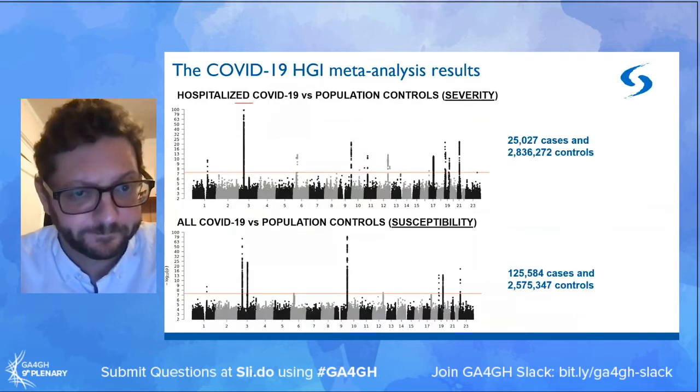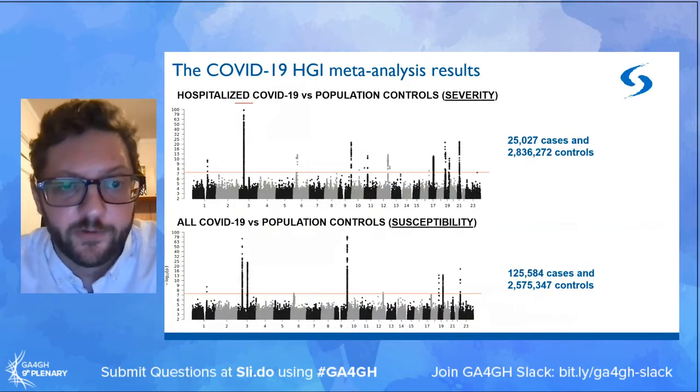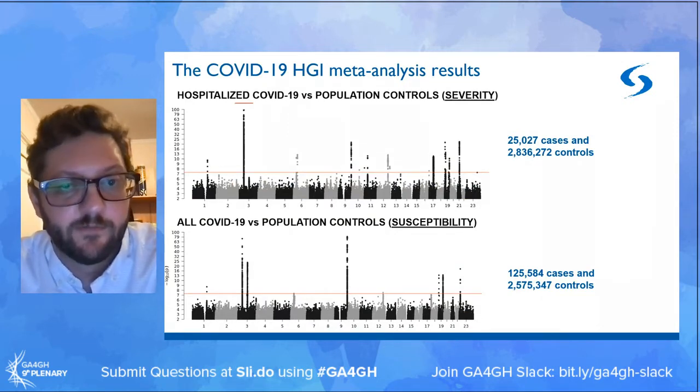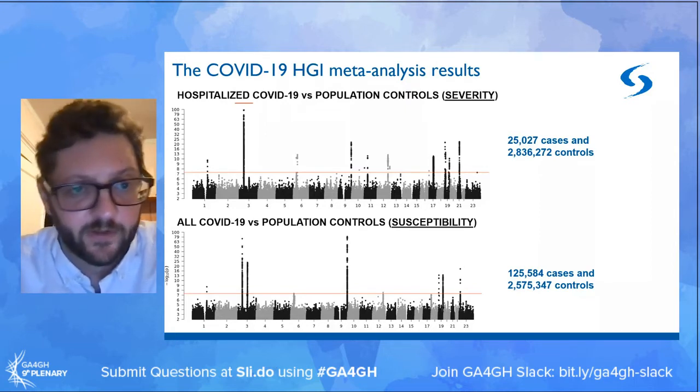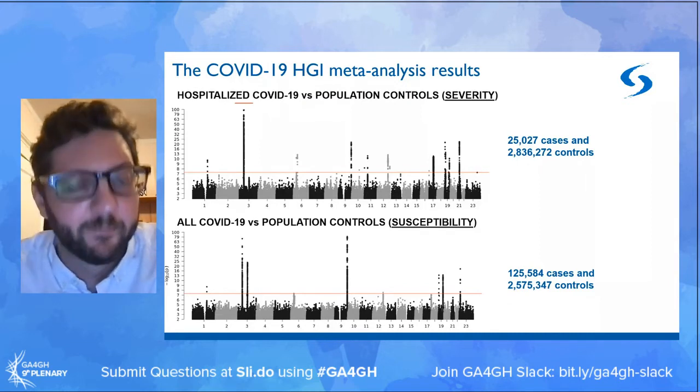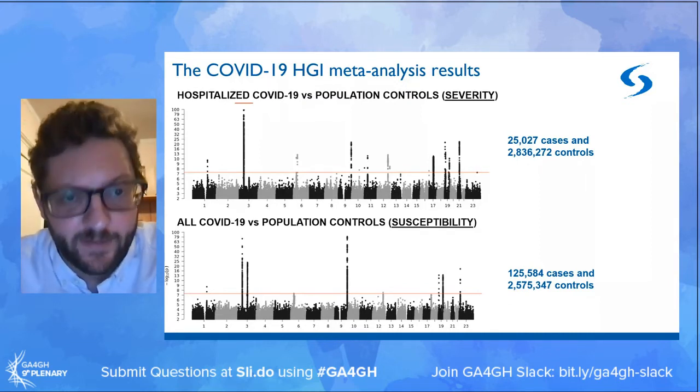Next slide, please. So here they are, the two primary results that we think are most informative. Up top is hospitalized with COVID-19 versus controls. We've got a bunch of loci that we've identified. I'll walk through some of those associations and how we interpret them in the next few slides.